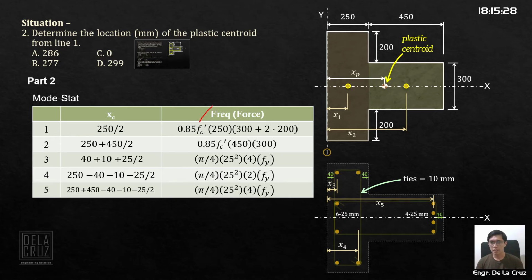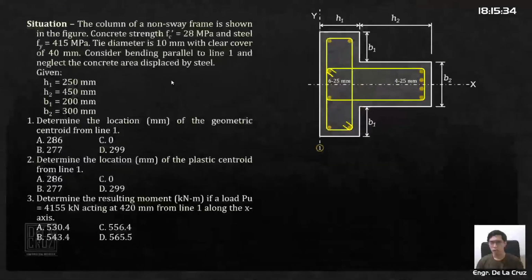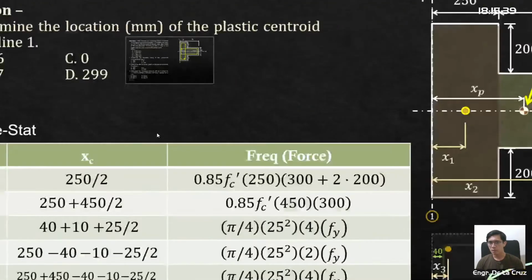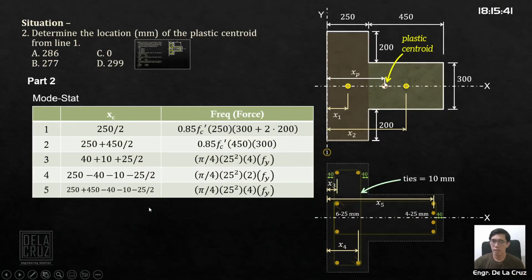So, Fc prime and Fy are givens dito sa problem. Okay? Ito yung ating Fy, Fc prime, and Fy. So, yung ating location, tinawag ko siyang x sub p for plastic centroid, still the bar x. That is 286.1. The answer here is letter A. 286.1. Alright, gawin natin siya sa calcu.